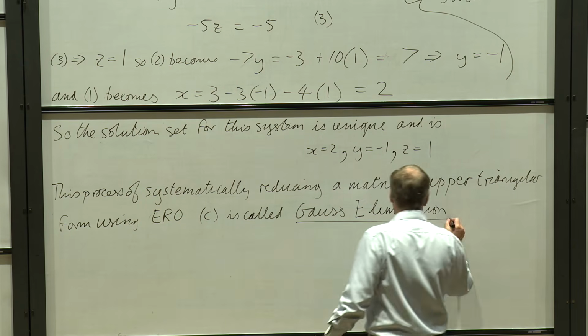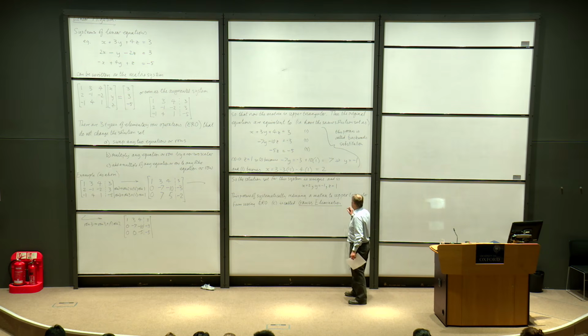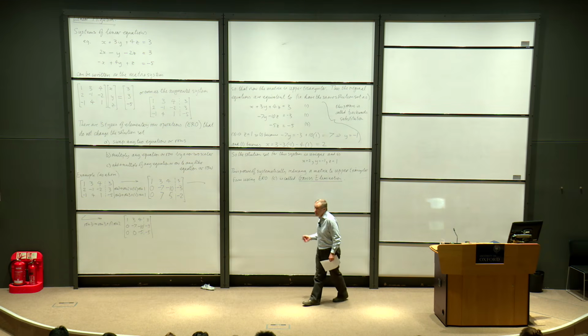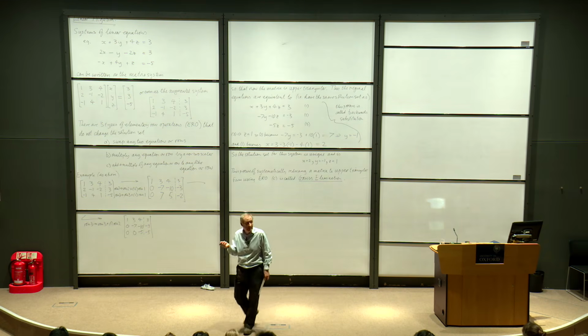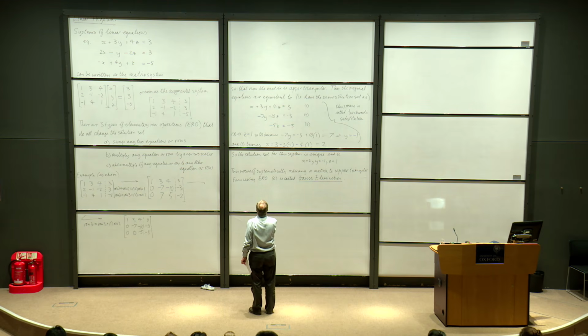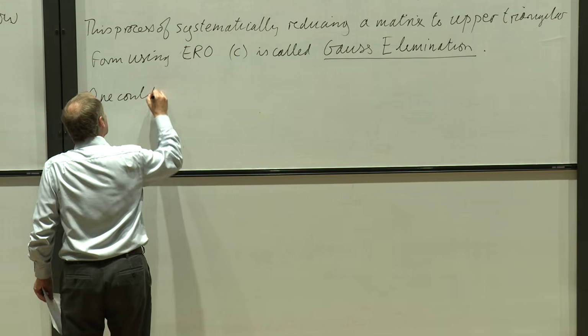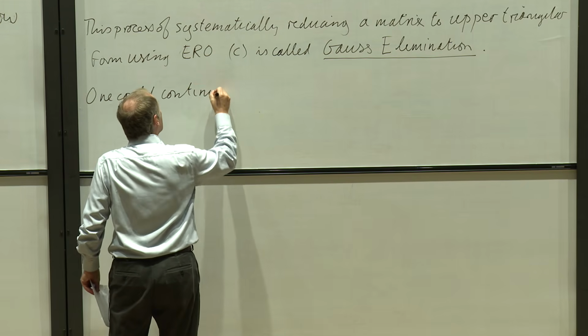Okay. So all you've done is systematically introduce zeros into the lower triangle, and that's your Gaussian elimination. It's clearly one way of finding a solution set here. No question about that, and that's what we've done. Okay, so one could continue.